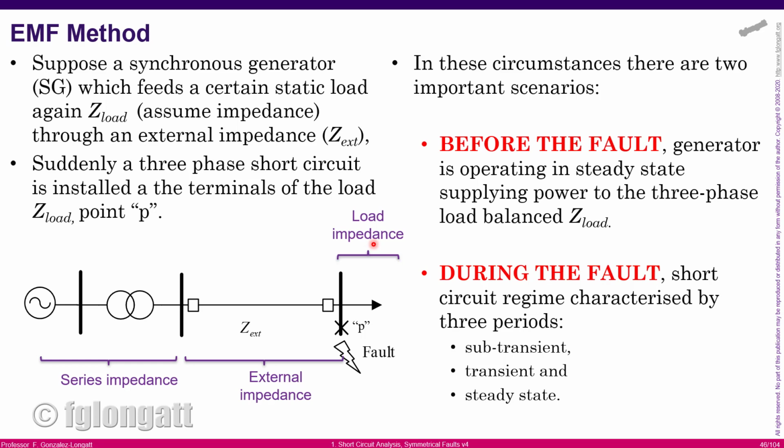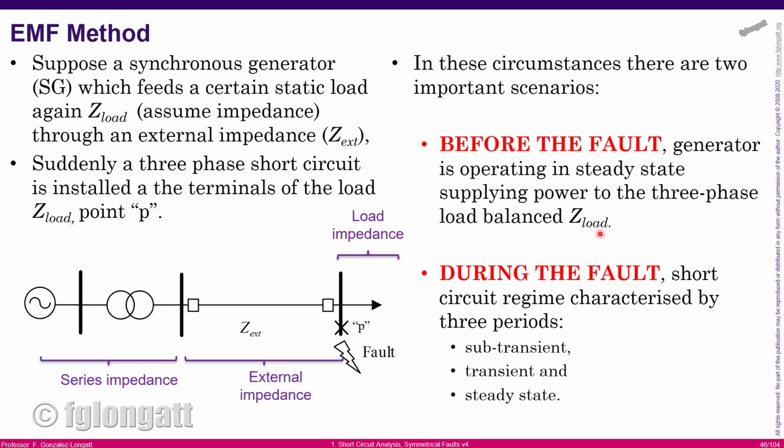Okay, where to start? Very simple. We have two conditions over here. I believe it's clear to you that we have a pre-fault condition where this generator is supplying power in steady state to the load, okay? We can assume again that it is a static load. We can use an impedance that is the set load, okay?